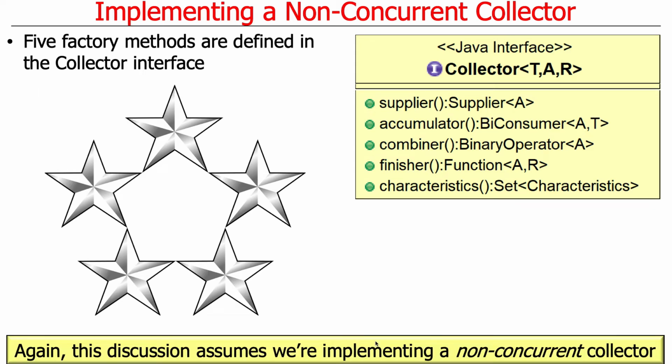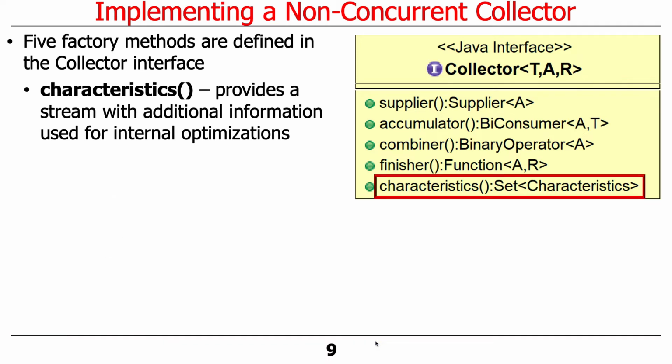So given those 3 parameters, there are 5 methods in the collector interface that have to be defined. And again, I'm going to be talking here solely about non-concurrent collectors. We'll talk about concurrent collectors later. So one of the methods is called characteristics. And this basically provides the streams framework with metadata or additional information that's used for internal optimizations and semantics.